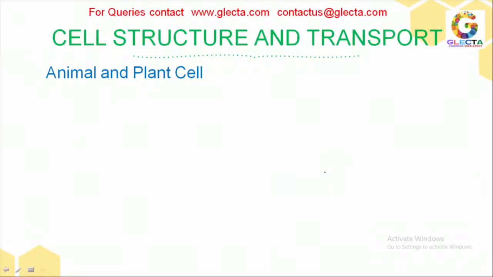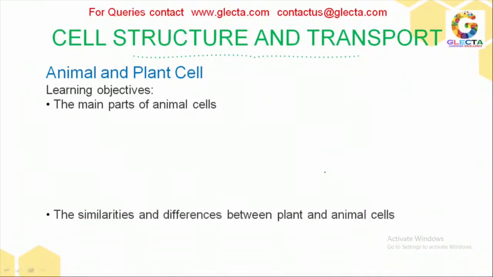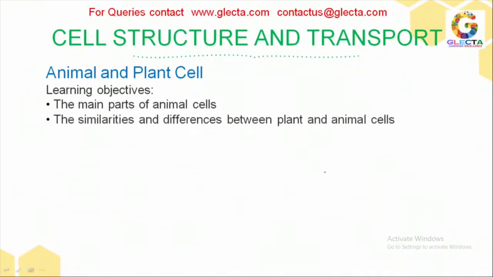Today we're going to start with a new topic, which is the animal cell and plant cell. The objectives of this lecture are that you will understand the main parts of an animal cell. You're going to understand the similarities and the differences between a plant and an animal cell.